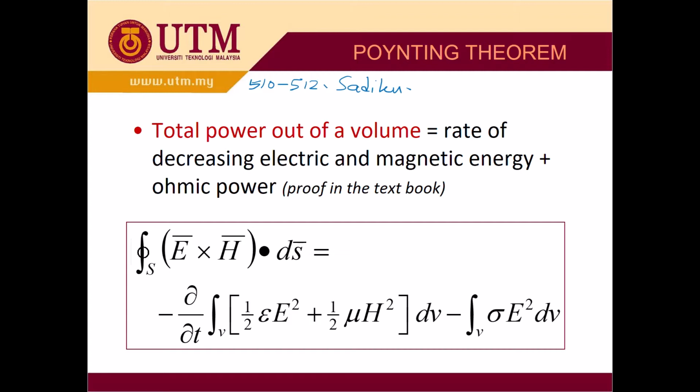By definition, the total power out of a volume is equal to the rate of decrease of electric and magnetic energy plus the ohmic power. So that means a volume consists of the electric power, we have the magnetic power, and also we have the ohmic power, which is the lossy part.